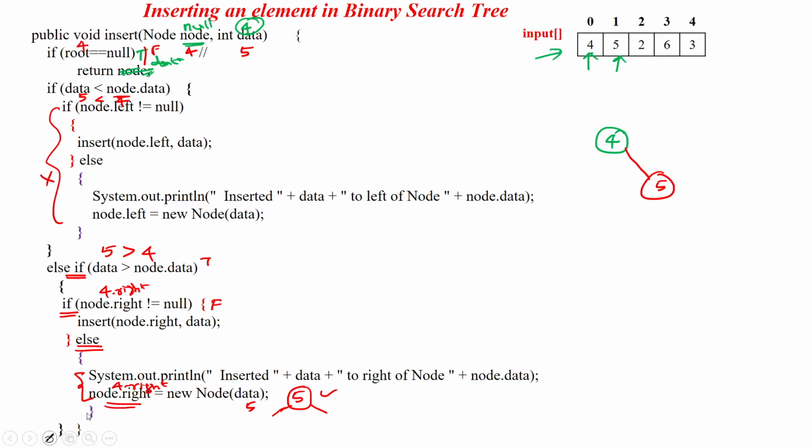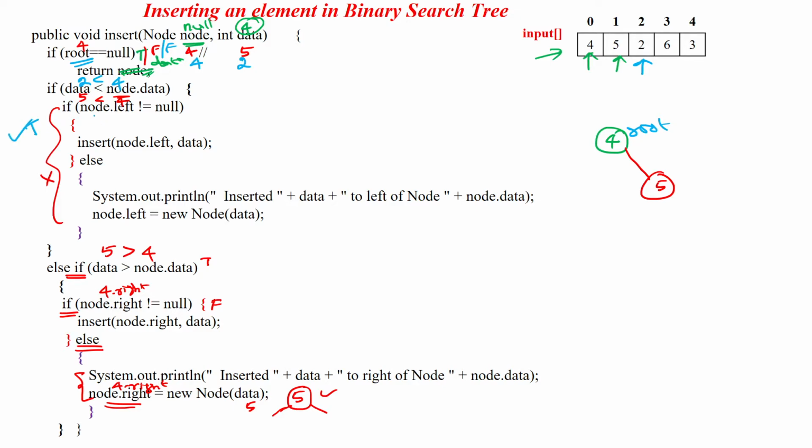Then next time we are passing the next value, 2. The root value will be the same, 4. So root is 4 and the value we are going to read is 2. Now root is not equal to null, so this will be false and will not execute. Now we are checking data less than root dot data. Node dot data is here 4. So 2 less than 4 is true, so the true block will execute.